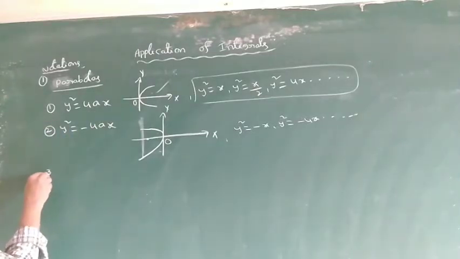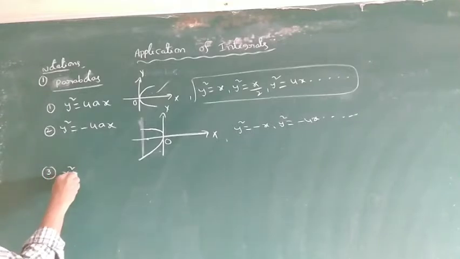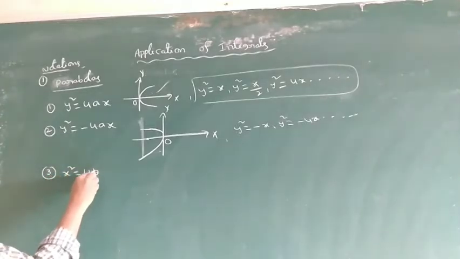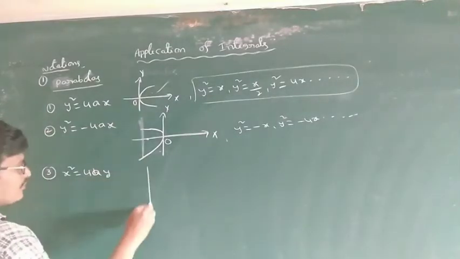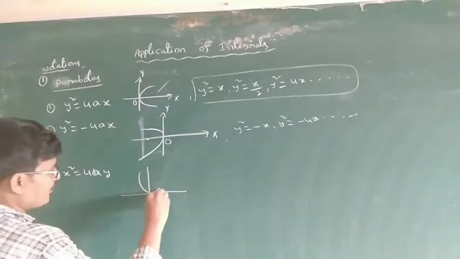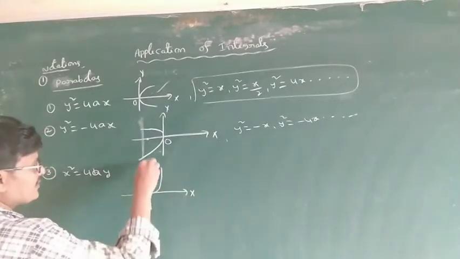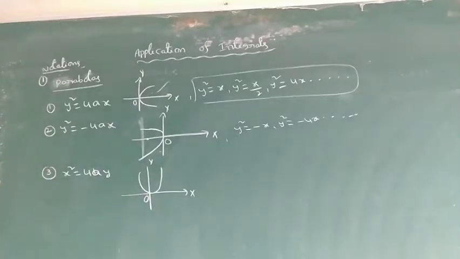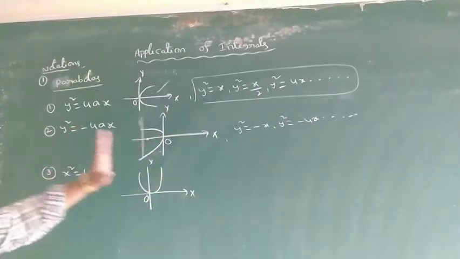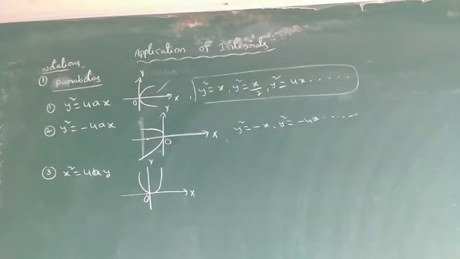Next, third one, x square is equal to 4by or 4ay, anything. X square is equal to 4ay means this is the up. x-axis, y-axis. This is 0. This is the curve. Up down. This is left right. Right means positive, left means negative. Up means positive, down means negative.